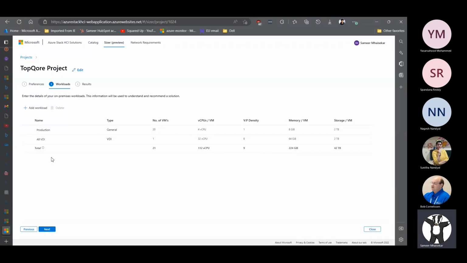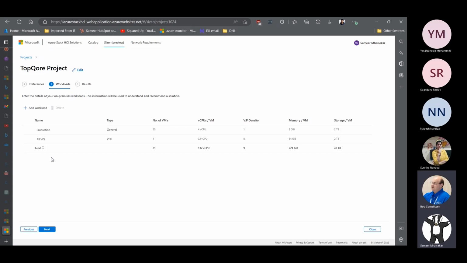Because if you are very new to this, you may see, okay, I've got SQL, I've got VDI, and I've got general, but I want to run a mail system on this server, or I want to use the server as a file server. I don't have those options in this dropdown. What do I do?